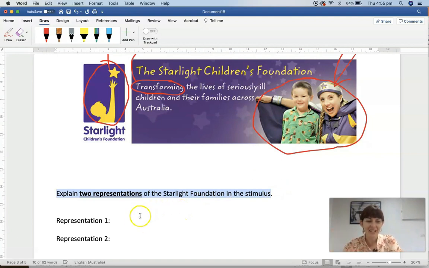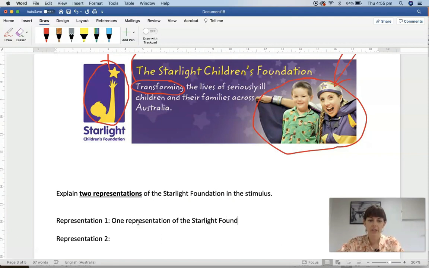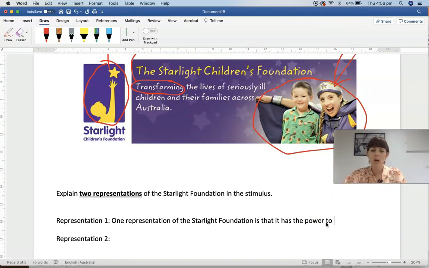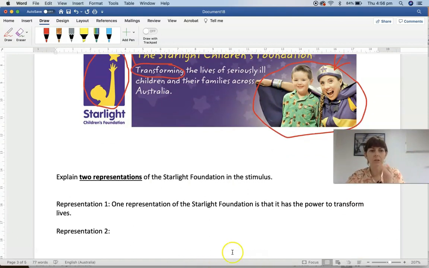Sorry about the imagery. So let's have a look. I might say, one representation of the Starlight Foundation is that it, how about I say, has the power, just move me out of the way, the power to transform lives. Good. Correct. That is in the stimulus. You can prove that because it's right there. Awesome. So let's do a second one.